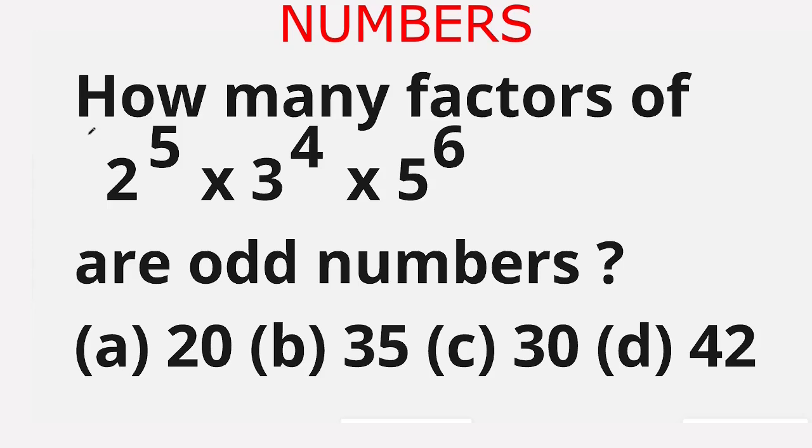Our question is, how many factors of 2 to the power 5 multiplied by 3 to the power 4 multiplied by 5 to the power 6 are odd numbers? The given options are option A 20, option B 35, option C 30, option D 42.